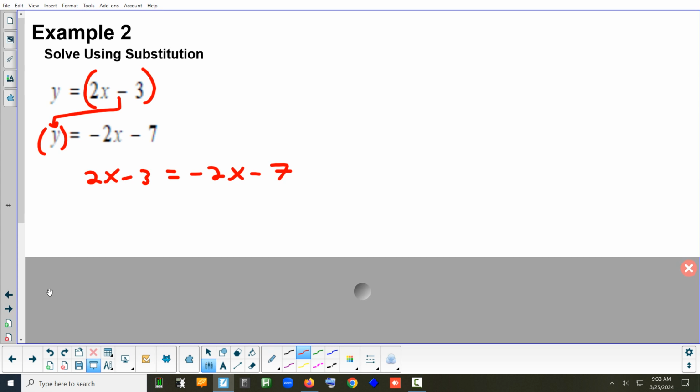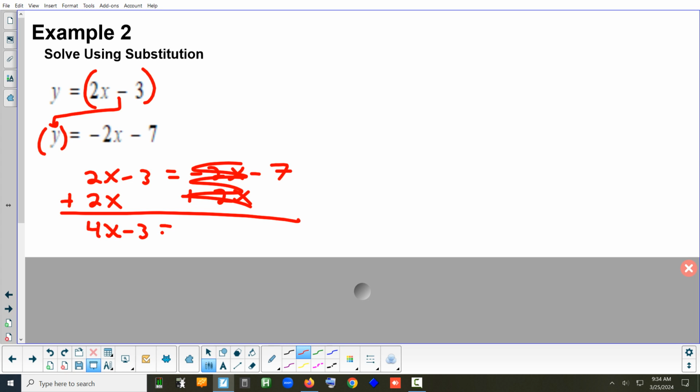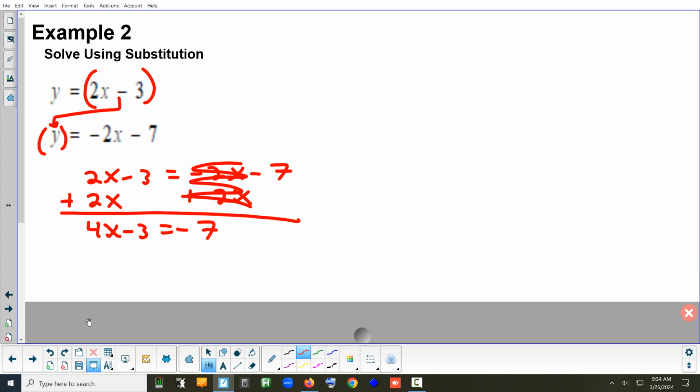All right, let's solve. I would say let's put all the x's on the left. How would I move all my x's to the left? What would you add on both sides? 2x. Perfect. I'm going to add 2x on both sides. That's gone. And what's 2x plus 2x? 2x plus 2x would be 4x. So 4x minus 3 equals negative 7.